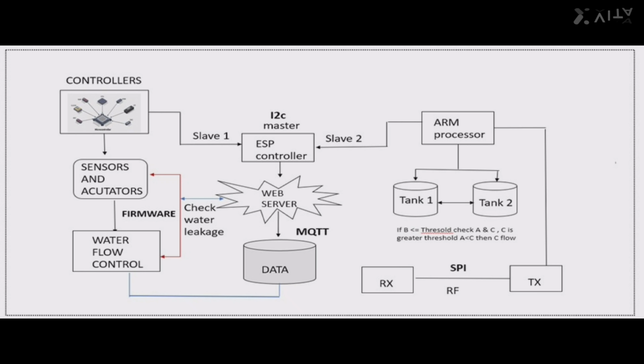For that I am using RF communication between them to maintain how much water is present. It will be automatically monitored by the loco pilots, and using the firmware we can check for any fault or any water leakage that is present.